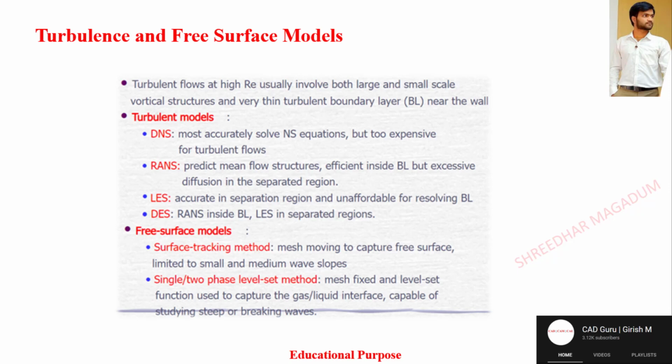So for turbulence models, there are DNS models and RANS models to predict the mean flow structure. Okay, and then LES, which will help us predict accurately in separation regions. It is quite expensive. If I consider the DES method, we take RANS inside the boundary layer and LES in separated regions. So RANS will help us predict the flow structure and LES will help us find out the separation regions.